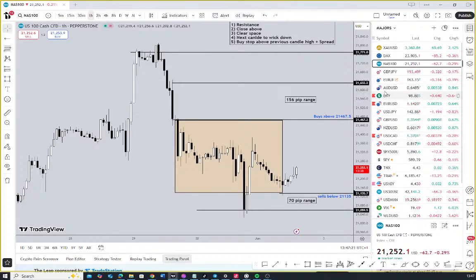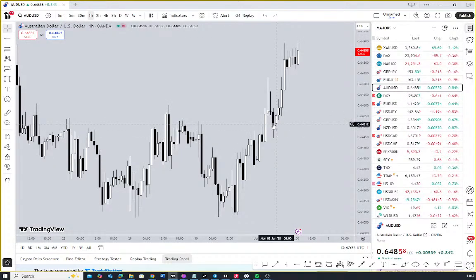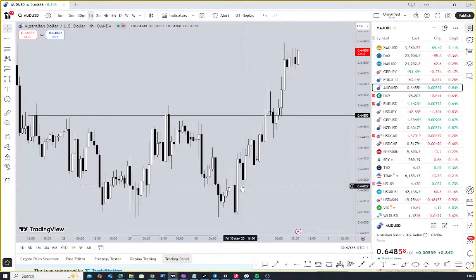64.15. Jeez, man got a tight entry. Well done, Sid. That is a tight entry.